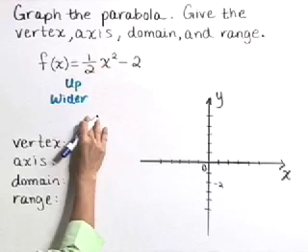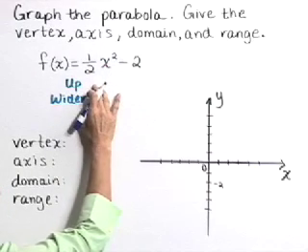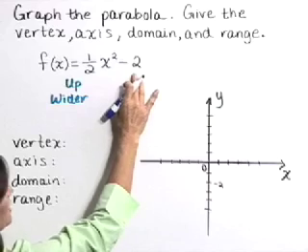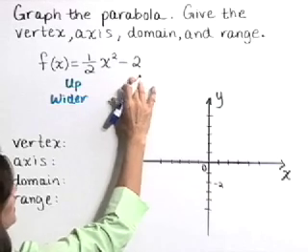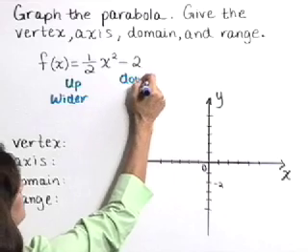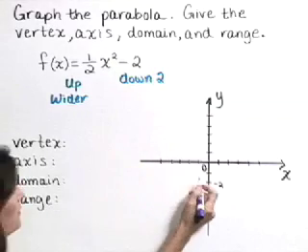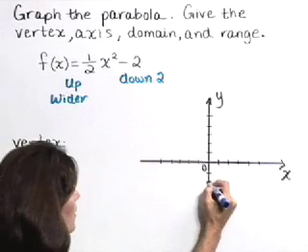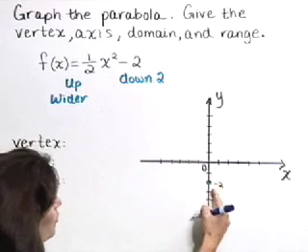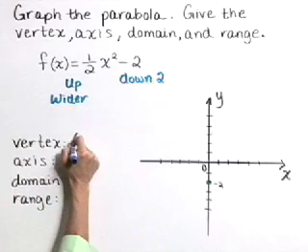There's no right or left horizontal shift, but this minus 2 indicates that our basic y equals x squared function is going to get shifted down 2 units. And by that I'm talking about the vertex. So instead of the vertex being at the origin, it's going to be right down here at this point on the y-axis, 0, -2. So let's make a note of that right now.